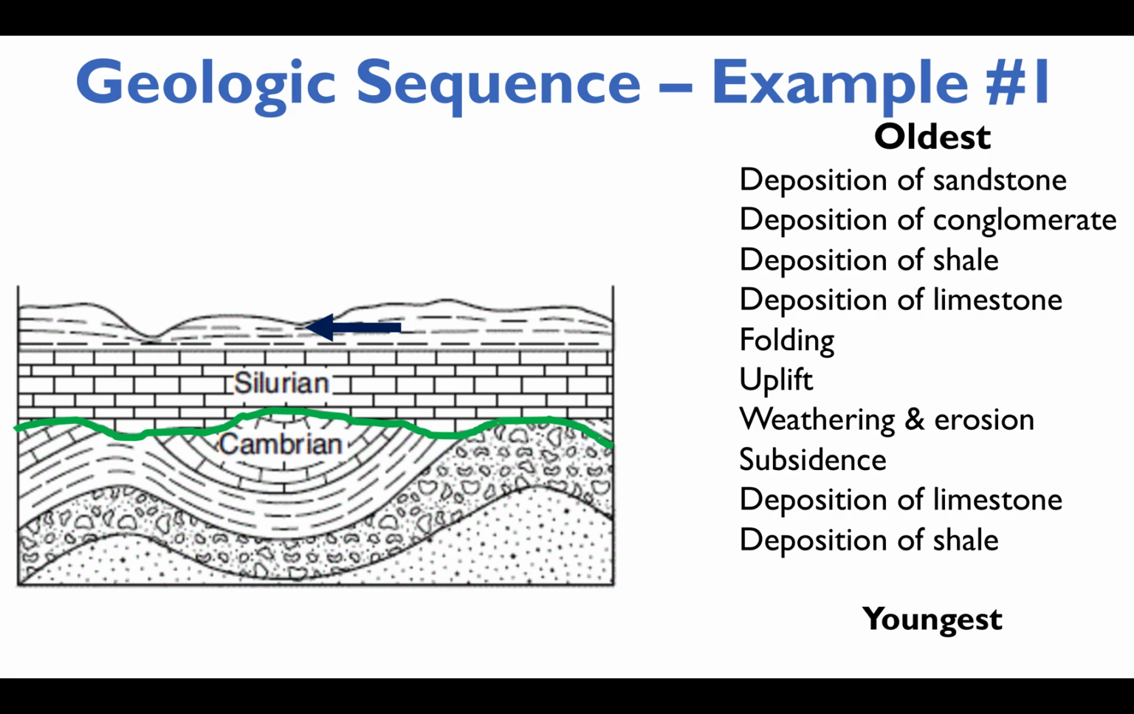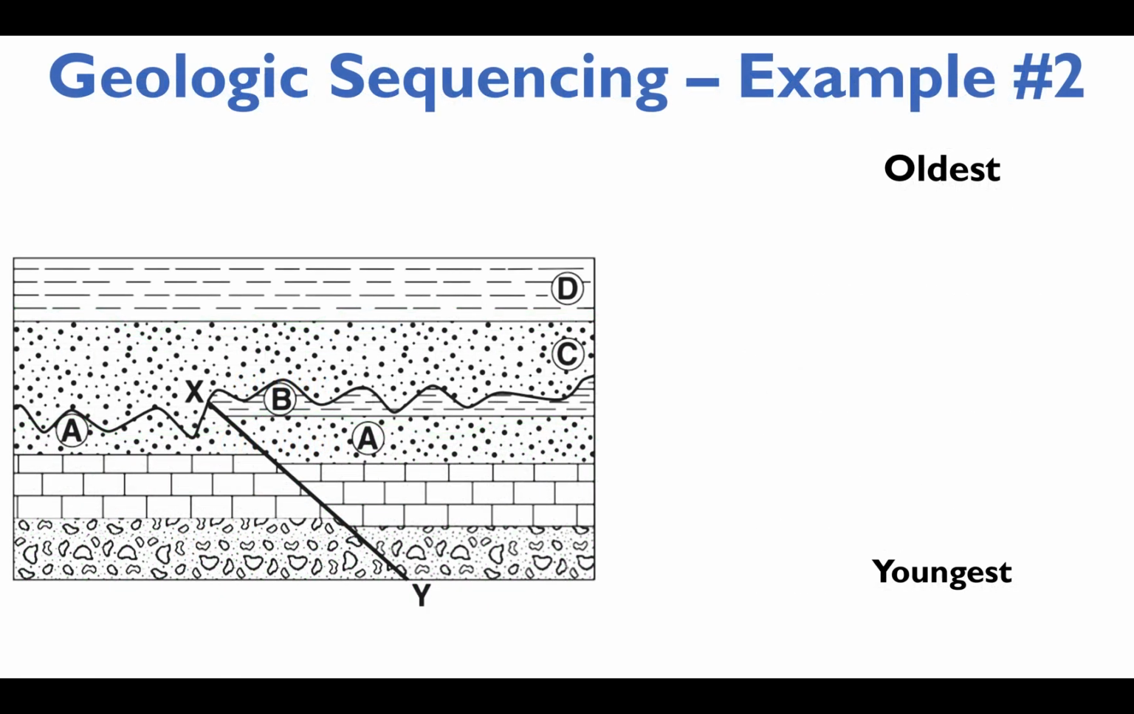Now, we're not quite done yet, because if you look at this top layer of shale, you'll notice again that there are some pieces that are missing. And again, that is due to weathering and erosion. So this is a complete example of a geologic sequence, putting all of these different events to create this diagram in order from oldest to youngest. Now let's just go through one more to make sure that we understand.